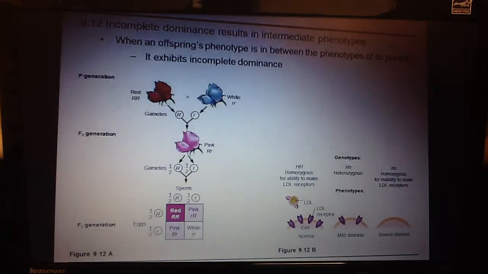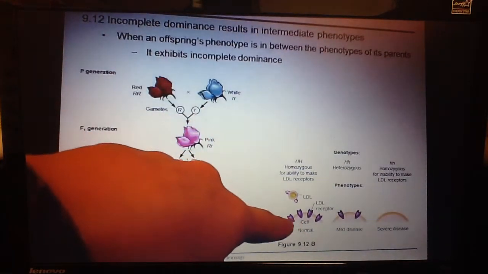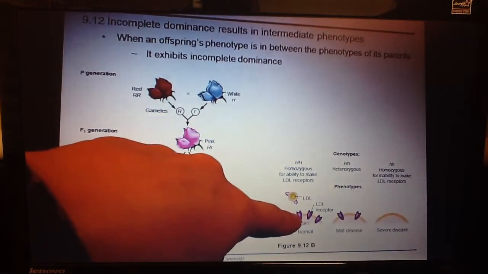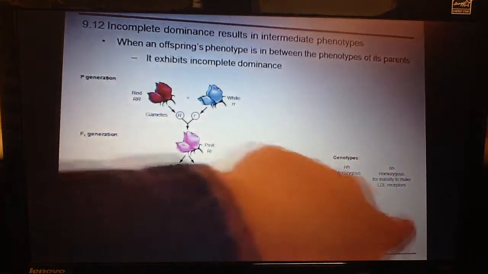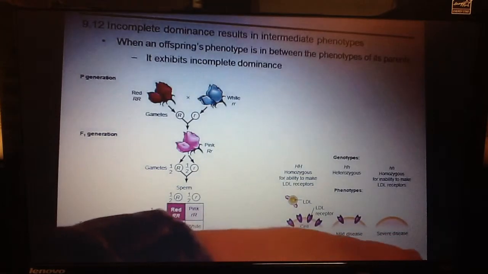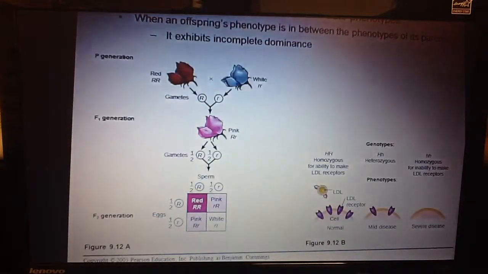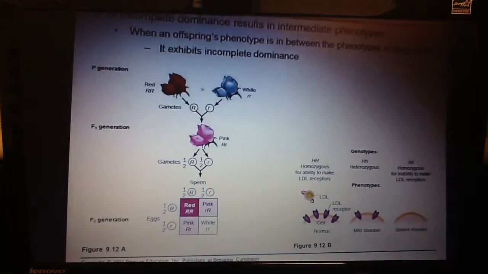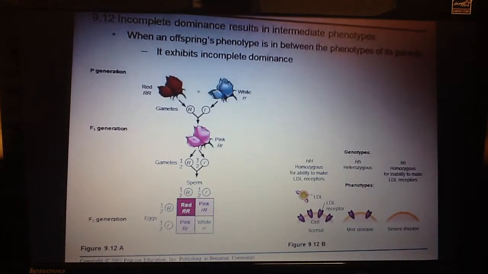One of the most health-related examples of this incomplete dominance is cholesterol. There are people who are normal with their low density lipoprotein receptors right here. And there are people that are homozygous recessive that have no receptors to remove cholesterol from their blood. However, there are people that are heterozygous and they have a little bit of the receptors. So they don't have as much as they should, but they're not completely missing. And so they have a mild form of the disease. They just have too much cholesterol in their blood.